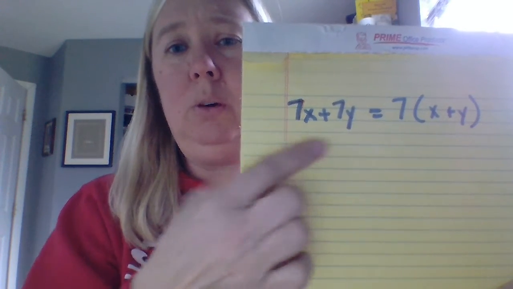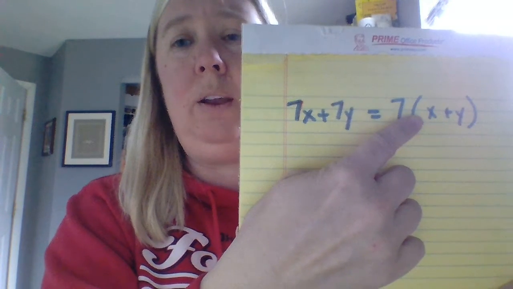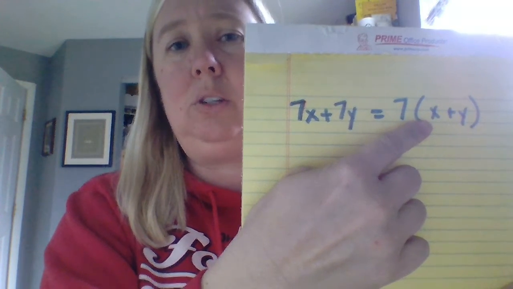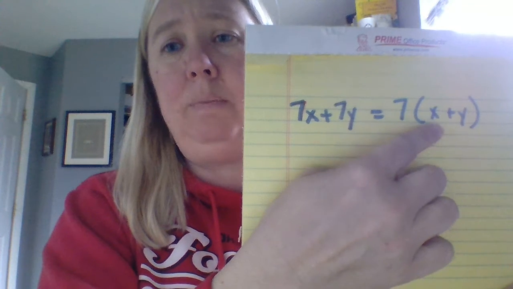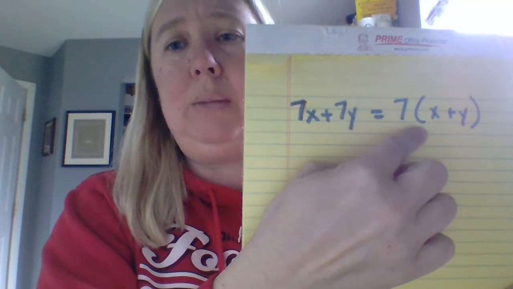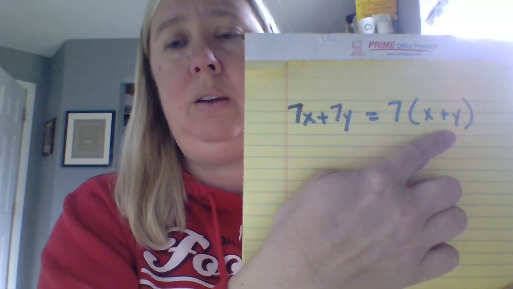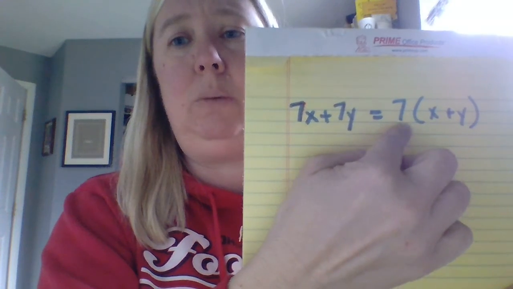Remember, we don't use a coefficient of 1 in front of x. It's just assumed that it's already there. So it would be 7 times x plus 7 times y. The 7 would distribute to the x and to the y.